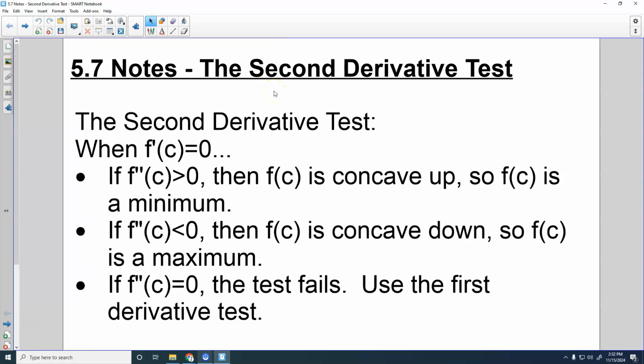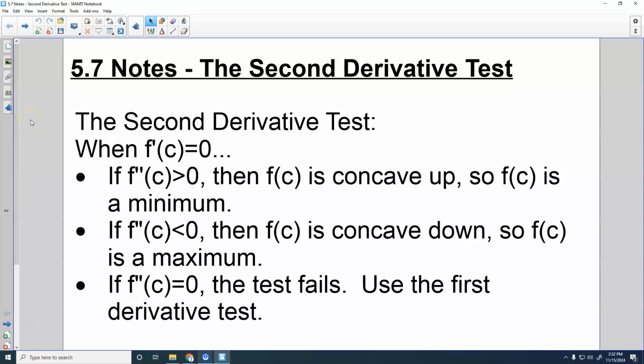Today we're going to learn about the second derivative test. This is another way to find relative maximum and minimum points. If you love it, you can use it for most problems. I don't usually use it unless it's a scenario where they've limited the information that you have, where you have to use the second derivative test. And I'll show you a few places where that happens.